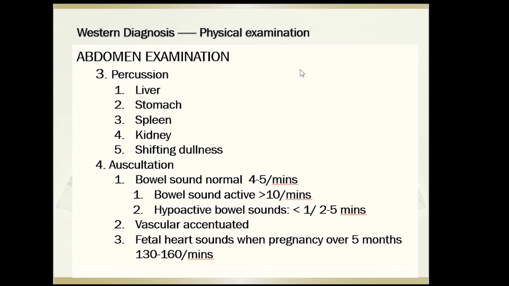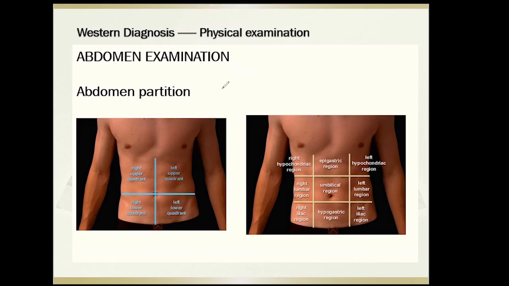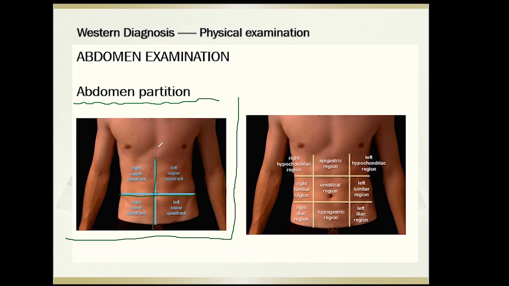Now let's go to some detail. So before we talk about abdominal examinations, we separate the abdominal area into a few parts. We have different ways to separate. One simple way, we separate through the umbilicus. Make one transverse line, one straight line, and then separate the abdominal area into 4 parts.